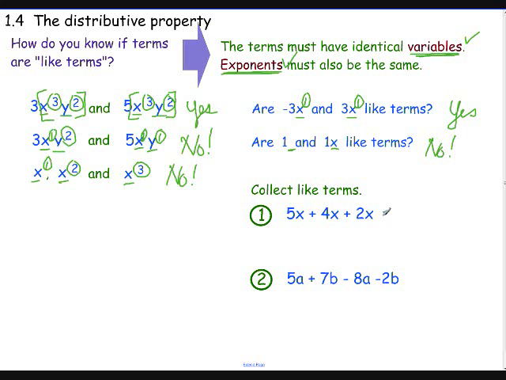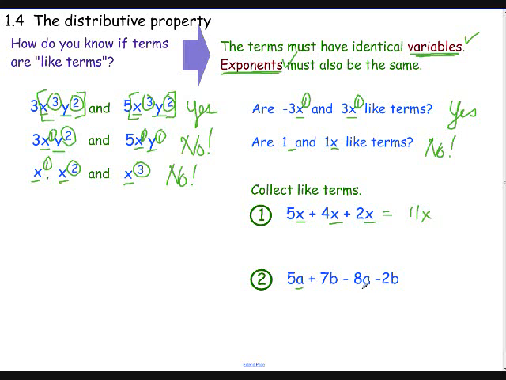Collect like terms. Okay. All three of these terms have x, so they match for variables, and the exponents on all of those are the unwritten 1. So those can be added together. 5 plus 4 plus 2, 11x.